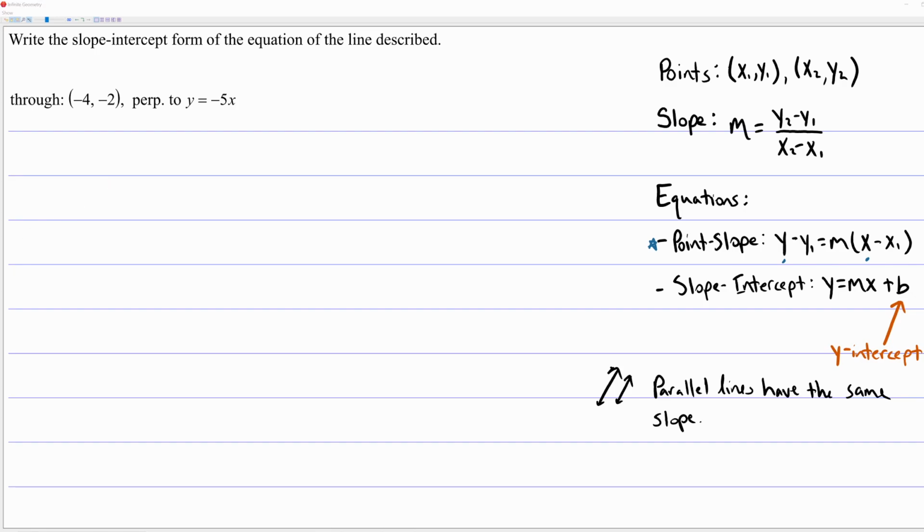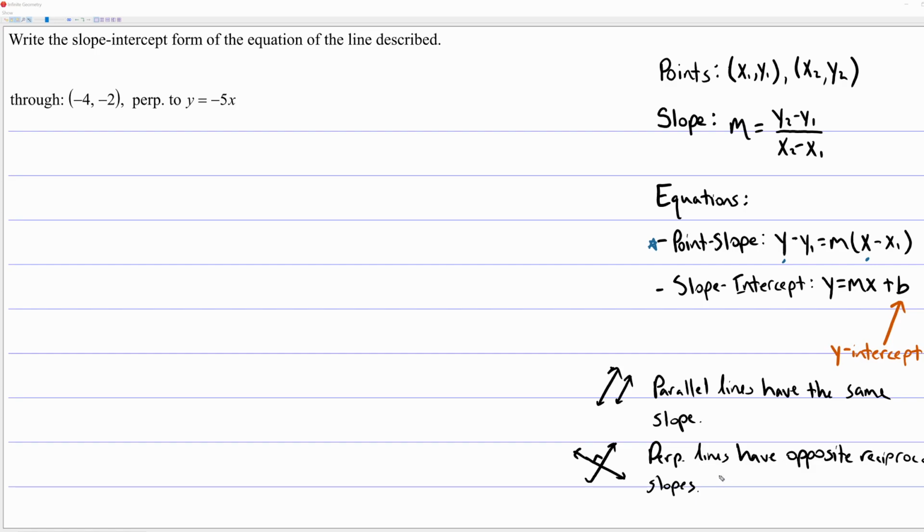The fact that you have to know about perpendicular lines, those are two lines that intersect at a right angle, is that perpendicular lines have opposite reciprocal slopes. Now that's kind of a mouthful, so I'll give an example of what I mean by that. There are two parts to that phrase, opposite and reciprocal.